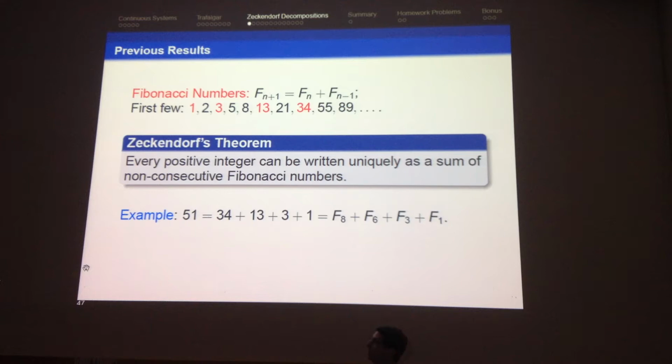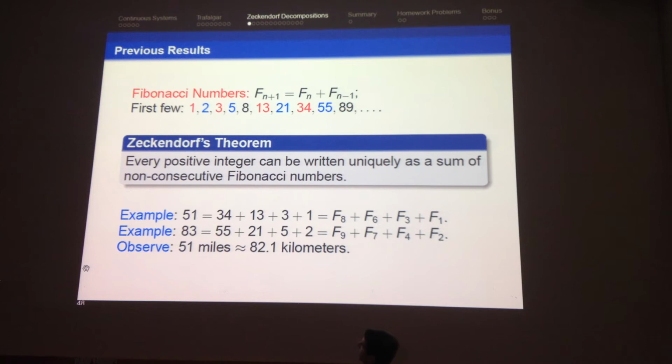If I shift all of the indices up by 1, I'll get a new decomposition. I'll get 83. It's going to be 55 plus 21 plus 5 plus 2, F9 plus F7 plus F4 plus F2. 51 miles is 82.1 kilometers approximately.